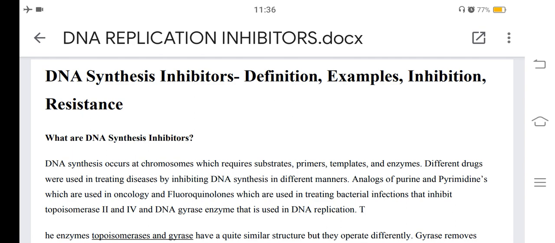Next is about DNA synthesis inhibitors, their definition, examples, inhibition, and resistance. So, what are DNA synthesis inhibitors?